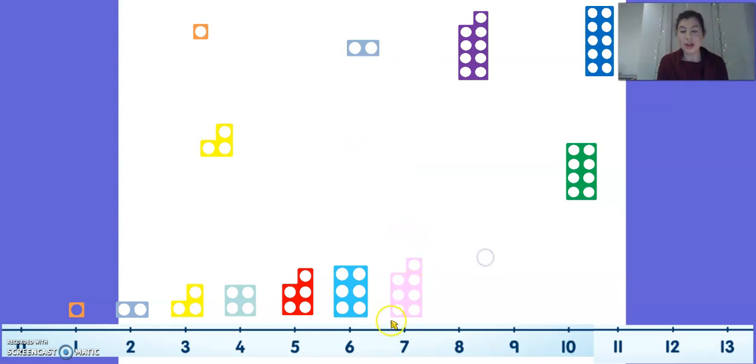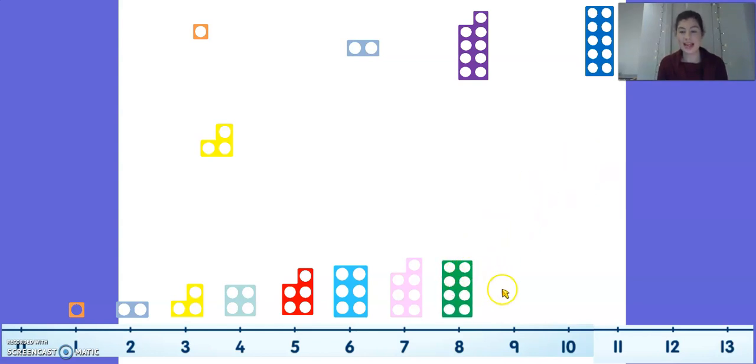Number 7. Number 8 is next. Number 8. Can you spot it? I wonder if it's this green one. Should we check? I'm going to count in 2s this time. 2, 4, 6, 8. Absolutely, we got it right. Let's pop it down there.